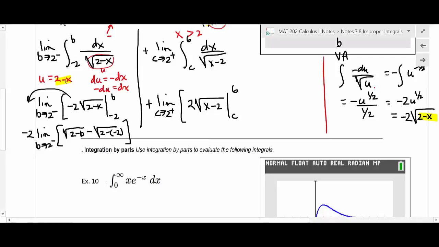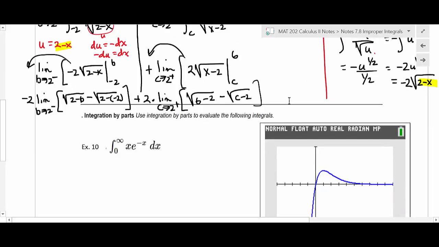Now I've already done that, then we're going to do the limit of that. Then the next thing, we're going to have the limit as c goes to 2 from the right-hand side. Again, I'll just take the 2 out of that. That makes it easier if you do that. So I'm going to say plus 2 times the limit as c goes to 2 from the right-hand side. And then I'm going to plug in the 6. So I'll have 6 minus 2, minus c minus 2, like that. Then I'm pretty close to getting this thing wrapped up.